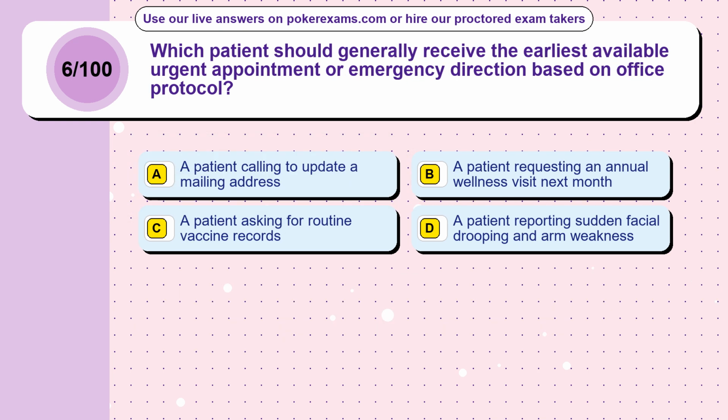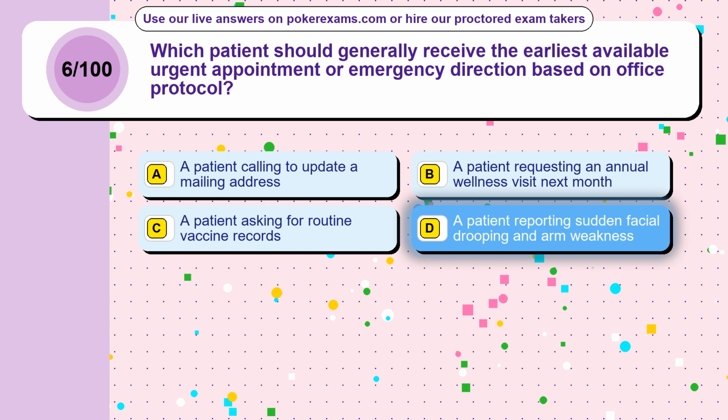Question 6. Which patient should generally receive the earliest available urgent appointment or emergency direction based on office protocol? Option A. A patient calling to update a mailing address. Option B. A patient requesting an annual wellness visit next month. Option C. A patient asking for routine vaccine records. Option D. A patient reporting sudden facial drooping and arm weakness. The correct answer is option D.